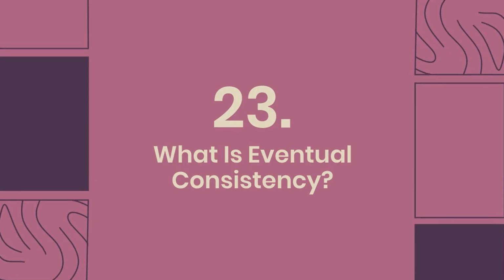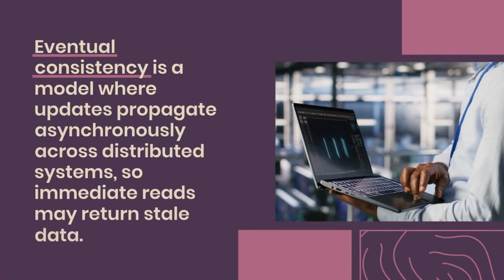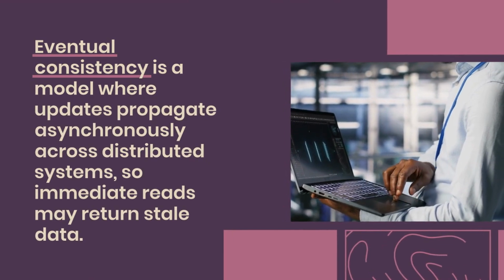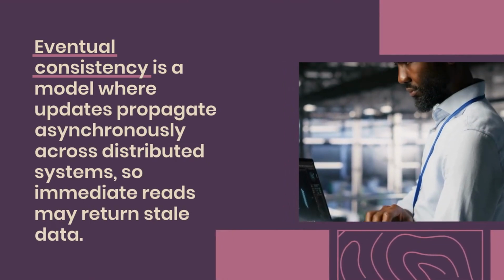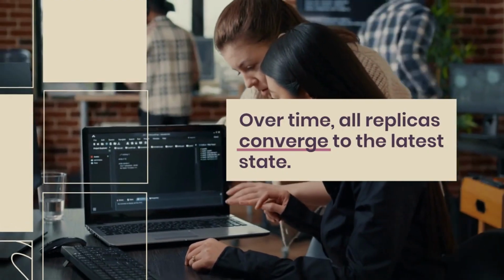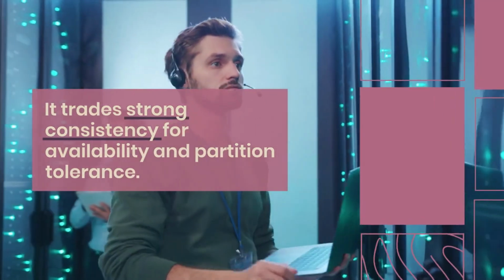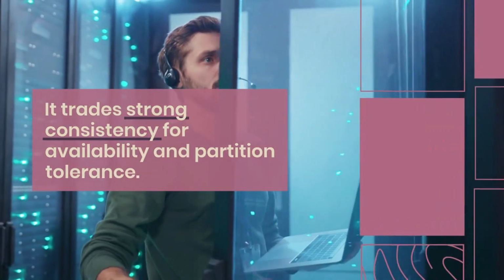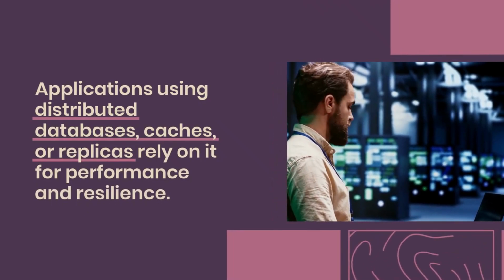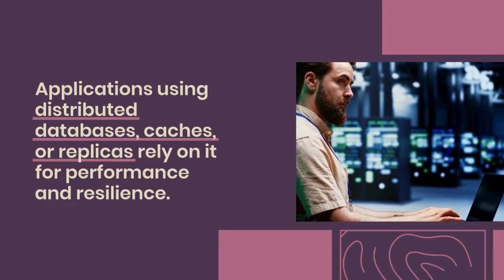23. What is eventual consistency? Eventual consistency is a model where updates propagate asynchronously across distributed systems, so immediate reads may return stale data. Over time, all replicas converge to the latest state. It trades strong consistency for availability and partition tolerance. Applications using distributed databases, caches, or replicas rely on it for performance and resilience.